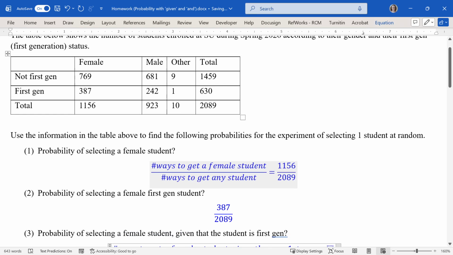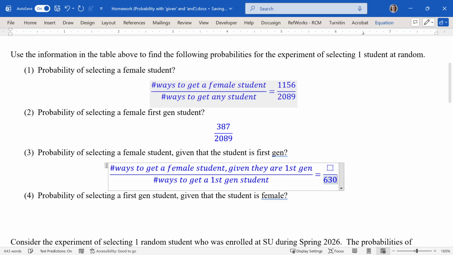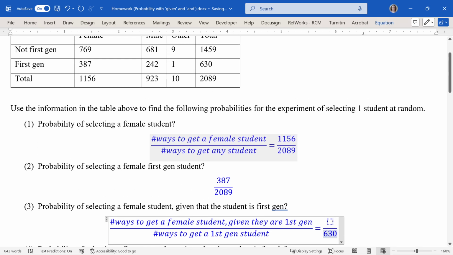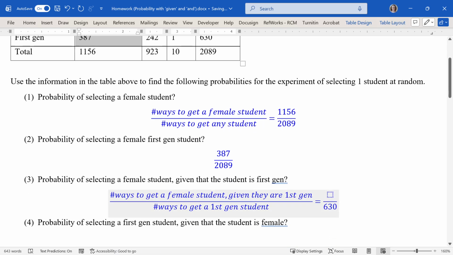So the total first gen students is 630. So that's our pool, the given pool. And then the number of ways to get a woman given that they are first gen is the female first gen students, 387. That's going to go on the top.